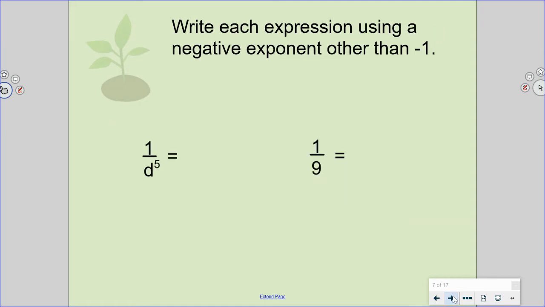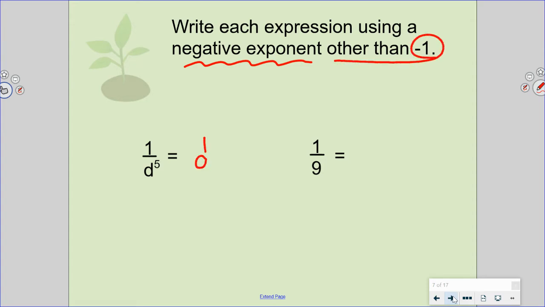Now let's go the backwards direction. Act like you're the teacher. You have an answer, but you want to write a problem to it. So how could we rewrite these expressions with a negative exponent other than negative 1?